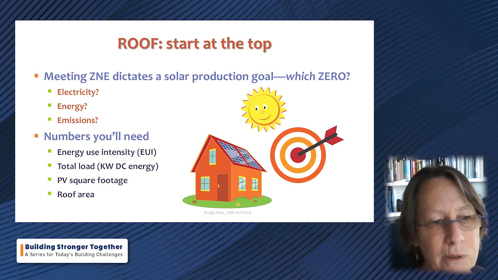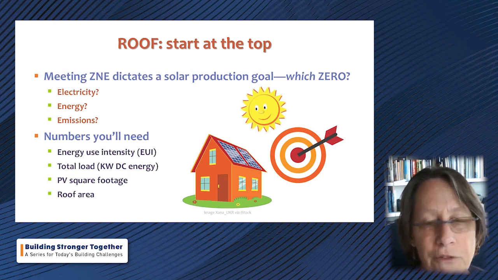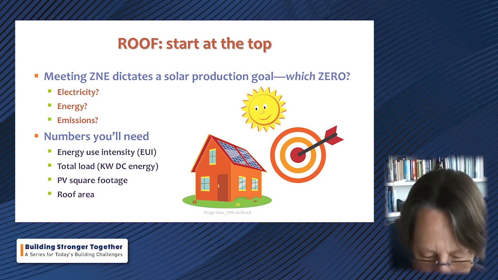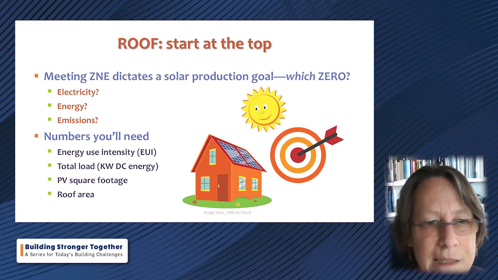It might look daunting. We've got energy use intensity. We need to understand our total load in kilowatts of DC energy. How many square feet of photovoltaic array does that mean? And then what does that represent in terms of roof area? That might sound redundant, but I'll walk you through. It really isn't.